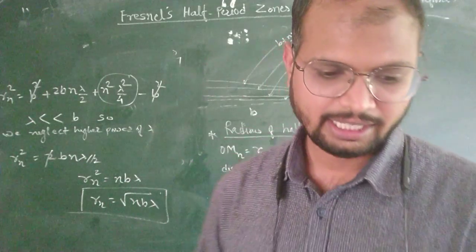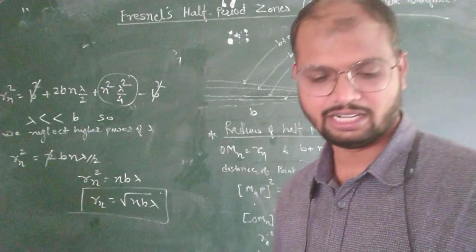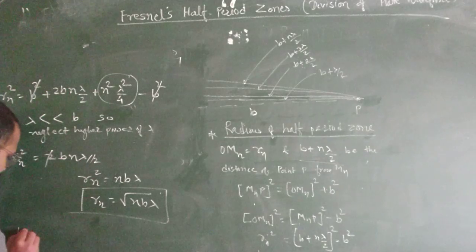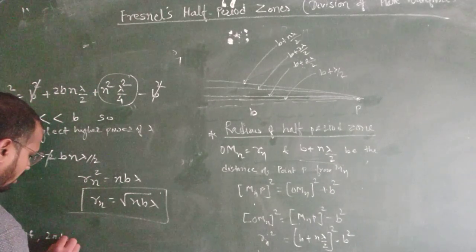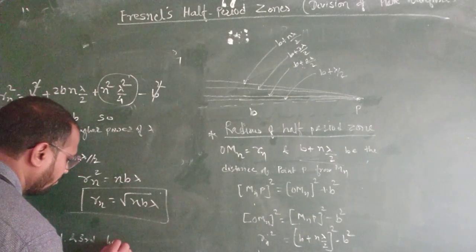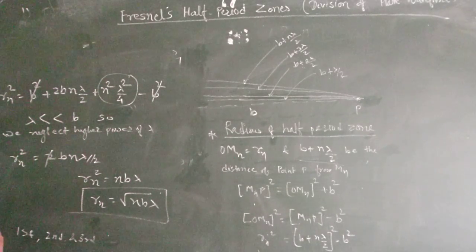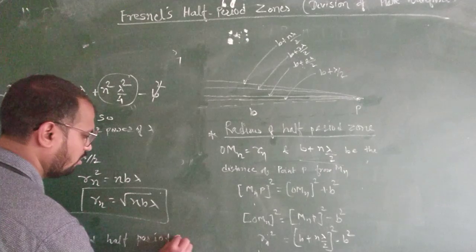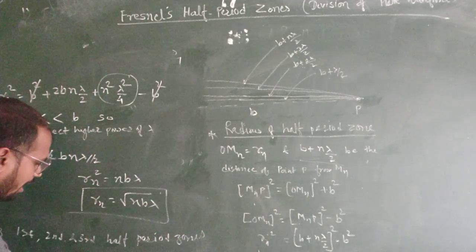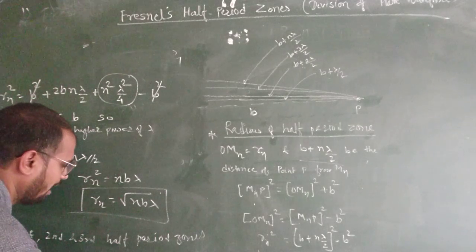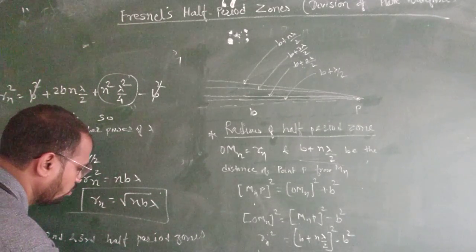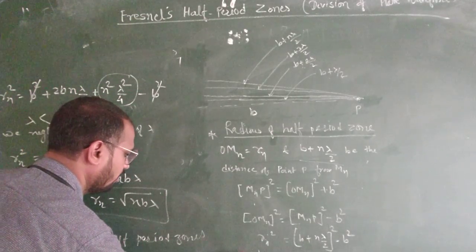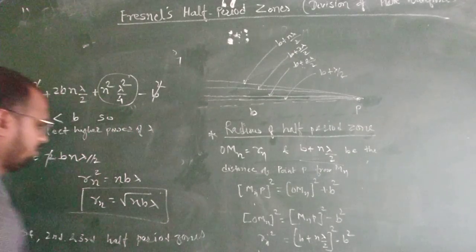Thus the radii of the first, second, third, etc. half period zones are: R1 is equal to the square root of b lambda, R2 is equal to the square root of 2 b lambda, and R3 is equal to the square root of 3 b lambda.